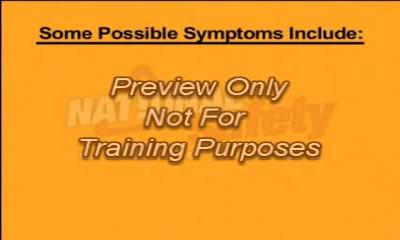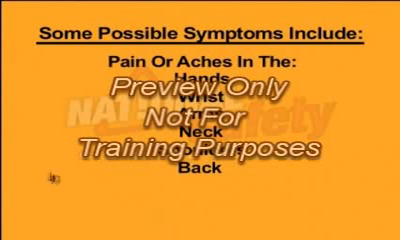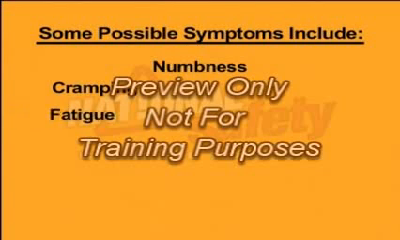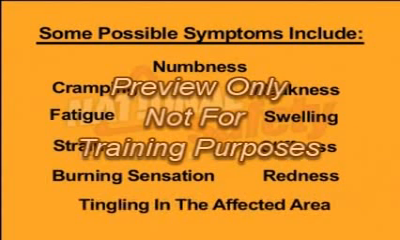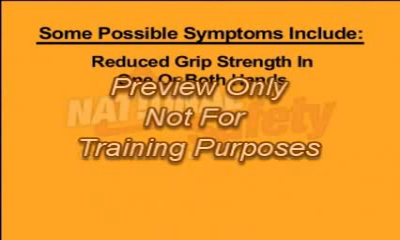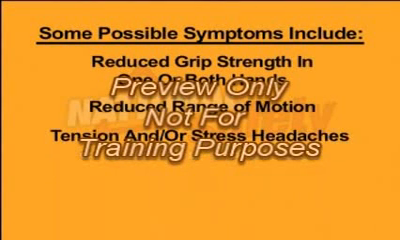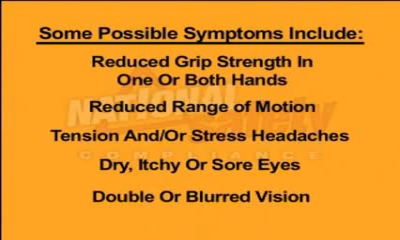Some possible symptoms include pain or aches in the hands, wrist, arms, neck, shoulders, back, legs, or feet. Numbness, cramping, fatigue, strain, burning sensation, weakness, swelling, stiffness, redness, or tingling in the affected area. Reduced grip strength in one or both hands. Reduced range of motion. Tension and/or stress headaches. Dry, itchy, or sore eyes, double or blurred vision.